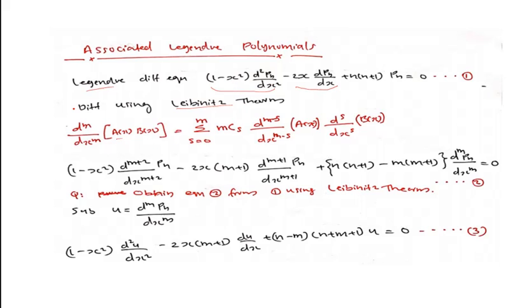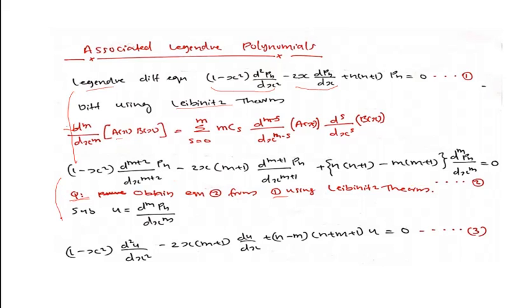Then you can write this equation as (1 minus x squared) d raised to m plus 2 Pn by dx raised to m plus 2 minus 2x(m+1) d raised to m plus 1 Pn by dx raised to m plus 1 plus [n(n+1) minus m(m+1)] d raised to m Pn by dx raised to m. In between there are 4-5 steps I have skipped, you should evaluate them yourself. So I am giving it as a question: obtain equation 2 from equation 1 using Leibniz theorem.